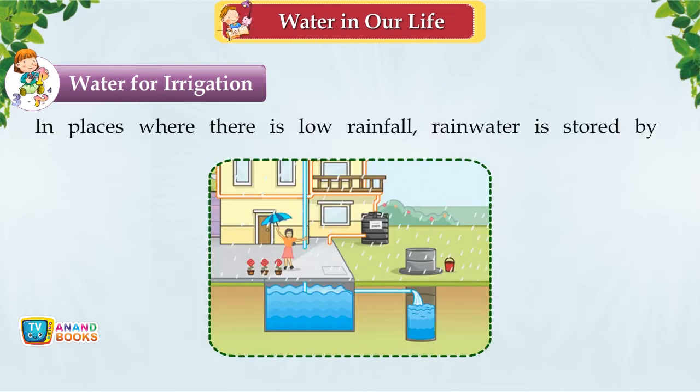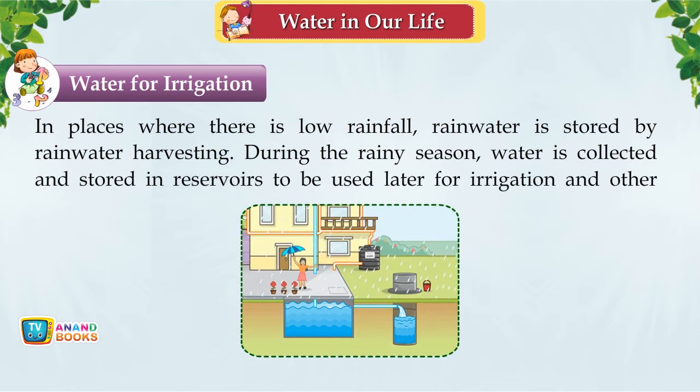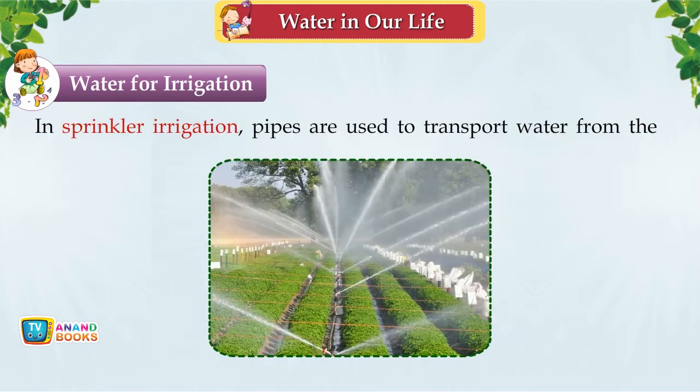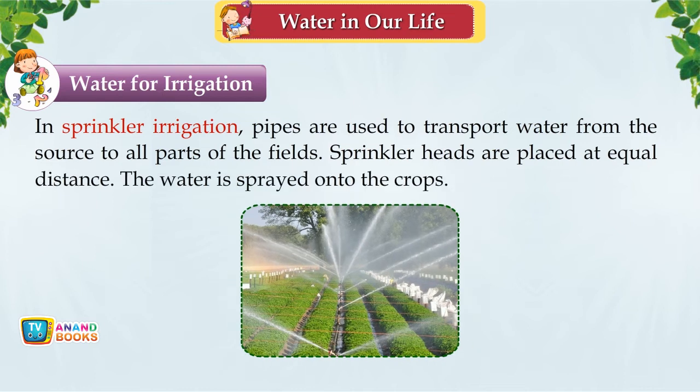In places where there is low rainfall, rainwater is stored by rainwater harvesting. During the rainy season, water is collected and stored in reservoirs to be used later for irrigation and other purposes. In sprinkler irrigation, pipes are used to transport water from the source to all parts of the fields. Sprinkler heads are placed at equal distance. The water is sprayed onto the crops.